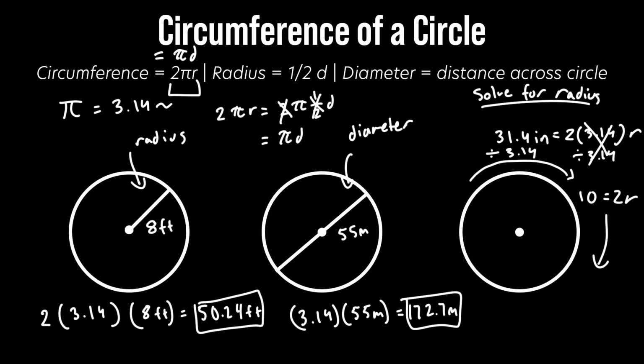Let's continue down here. So we divide both sides by 2. 10 divided by 2 is 5 equals 2 divided by 2, which cancels out, and we get r. So 5 is equal to r. And so if we rewrite this, r is equal to 5 inches. That's our final answer.